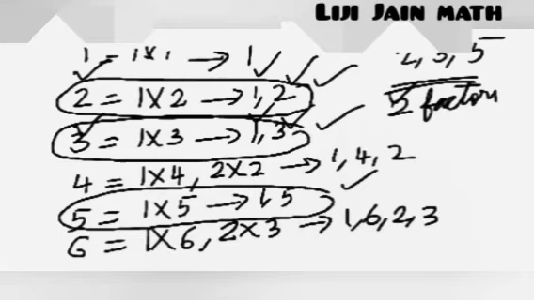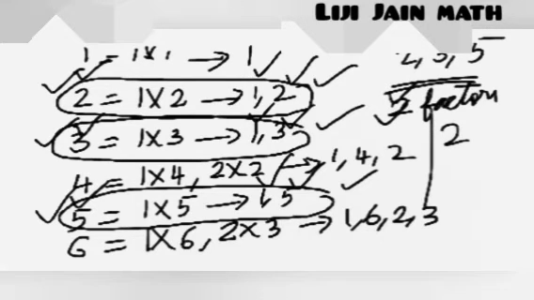Similarly, what about 5? Which are the factors of 5? Yes, of course, 5 also has 2 factors. First factor of 5 is 1, isn't it? Which number is the second factor of 5? Yes, 5 itself. So, for the numbers 2, 3 and 5, we have noticed that all these numbers have only 2 factors. First factor is 1 and the second factor is the number itself, isn't it?